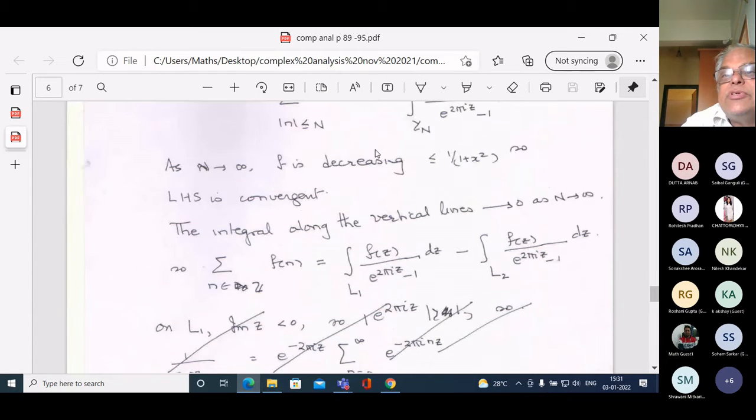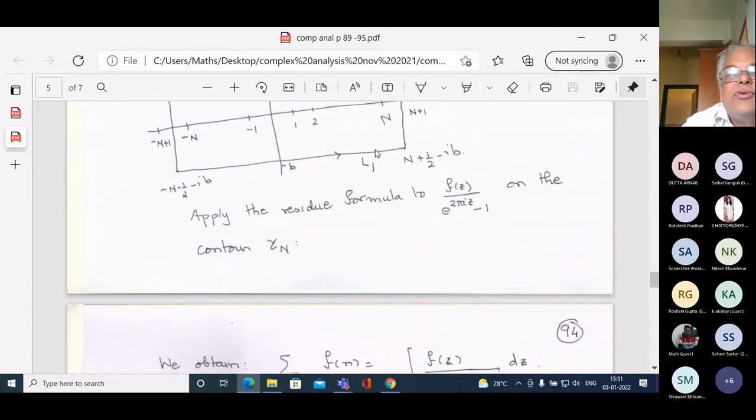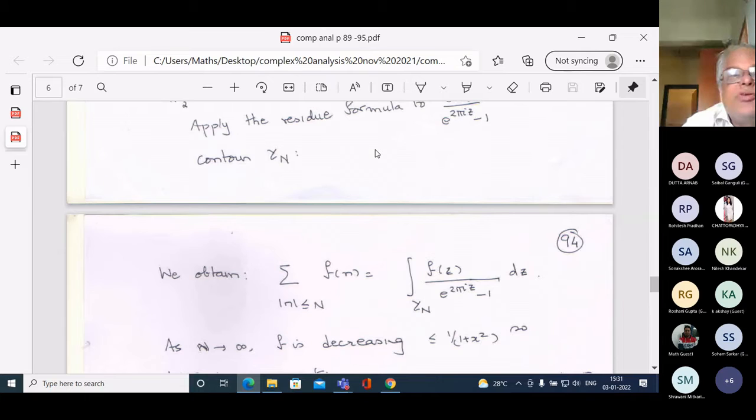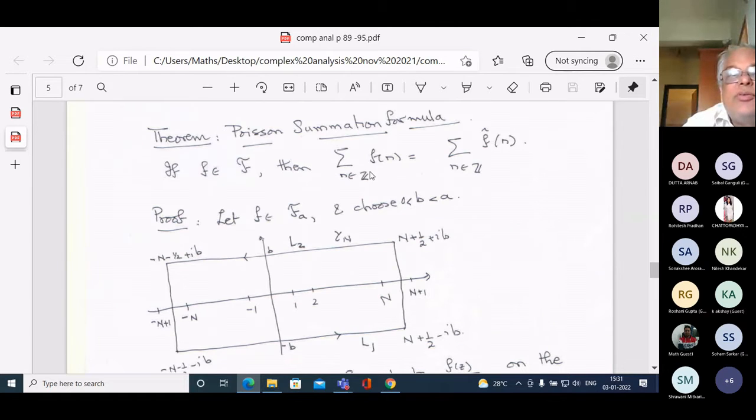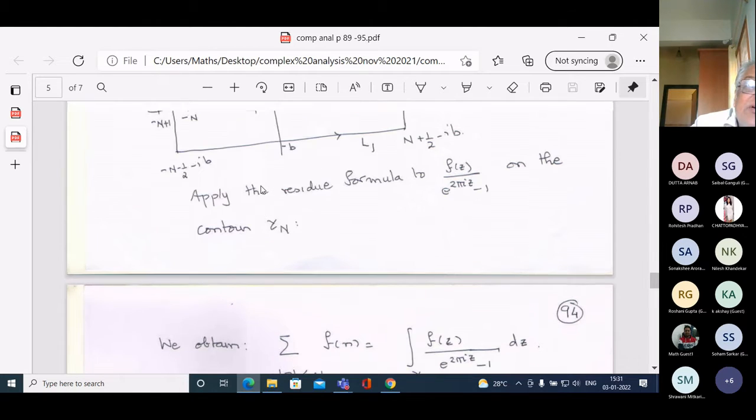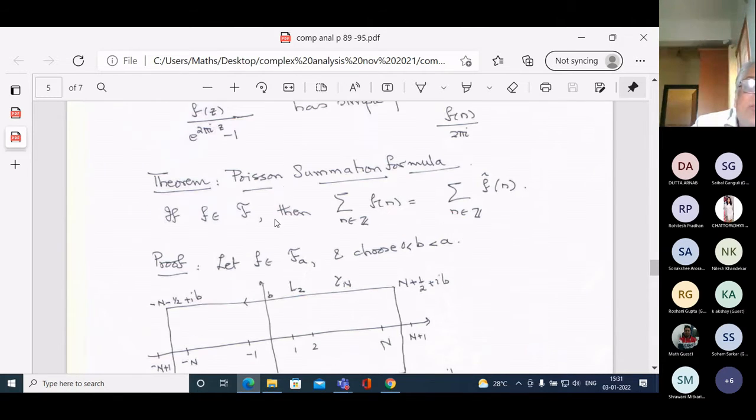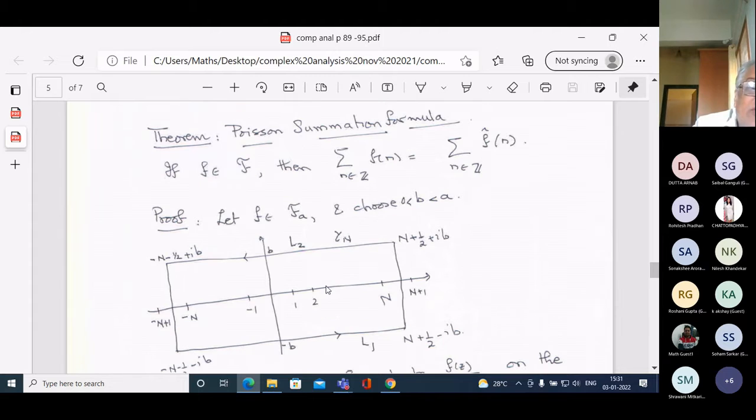So this was, which page is this? 94. This is the previous thing. So this was the proof of the Poisson summation formula. And remember, I was restricting myself to this class F, which was analytic and uniformly bounded on horizontal strips, in some set of strips that you have there. Basically, the proof of the Poisson summation formula here follows from the residue theorem.